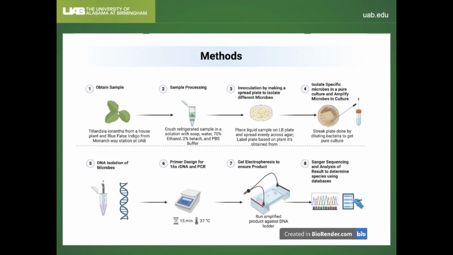And then it underwent PCR for 15 minutes at approximately 37 degrees Celsius. This creates a large volume of the 16S rDNA, which we then put a small portion of through gel electrophoresis against a DNA ladder to make sure that product was actually produced from PCR. And then we also sent some of it to be sequenced so that we know the DNA sequence and can cross-reference that with databases to figure out the identity of it.